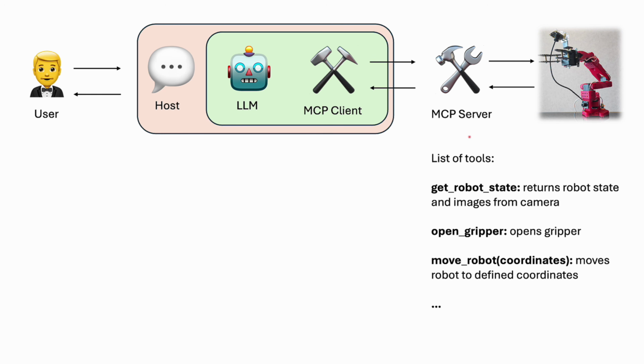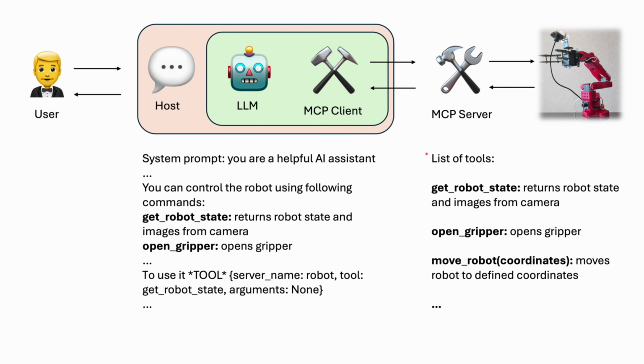Whenever we connect the MCP server, the MCP client will automatically get the descriptions of all our functions and add them to the prompt that the LLM can see. And if we ask some question related to, in our case, the robot, for example, if the user asks to open the gripper, the LLM will see that it has a function called open gripper, and what it does is open the gripper. And if it wants to use it, it needs to return some special token and specify what exactly it wants to do, and so on and so forth. So the LLM at this point will know what to do.